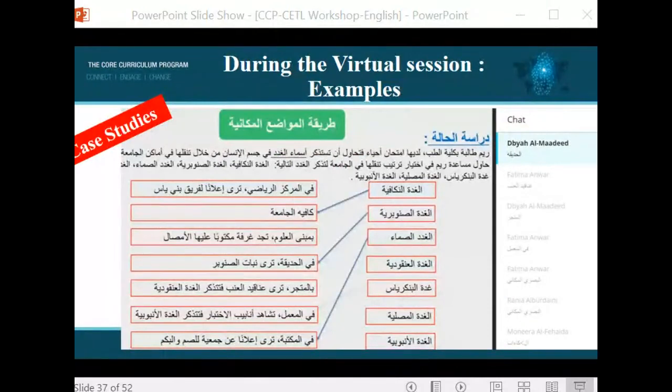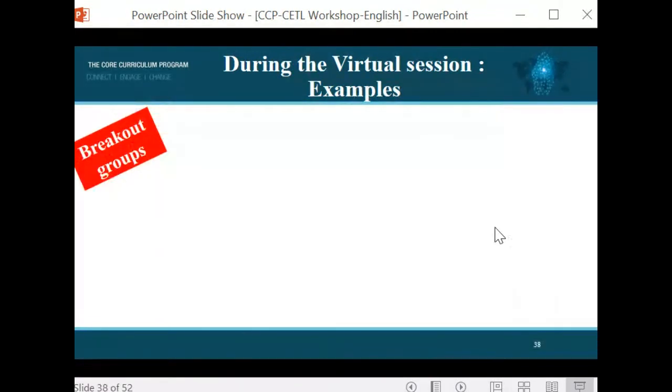We move now to the case studies. Slides could also be used for sharing case studies. In this case, this is the case of a study of one of the memory techniques about the method of locations, followed by a matching exercise. And here students are asked to answer either by voice or chat also.